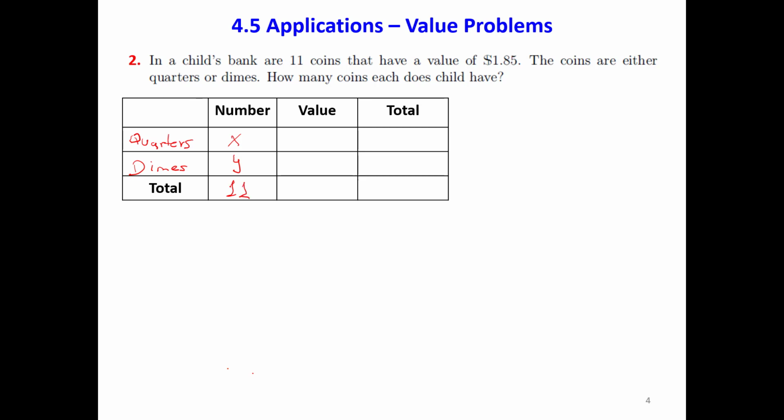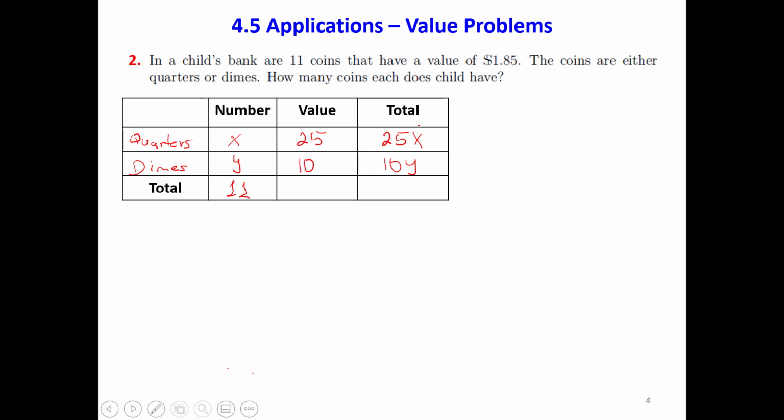Now the value. Let's write the value in cents. This is the way it's in your textbook. In cents, the value of the quarters will be 25 cents and the dimes will be 10 cents. Always, to get the last column, we multiply the first two. Then x times 25 is 25x. This will be 10y.